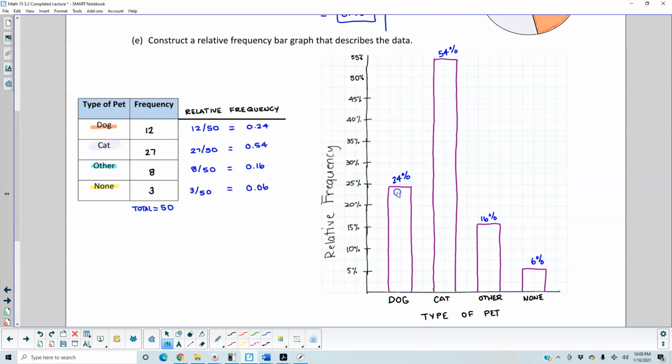So now we're going to create that bar graph. So the bar graph for dog, we know that it goes up to 24%. For cat, it goes all the way up to 54%. For other, it goes up to 16%. And for none, it goes to 6%.